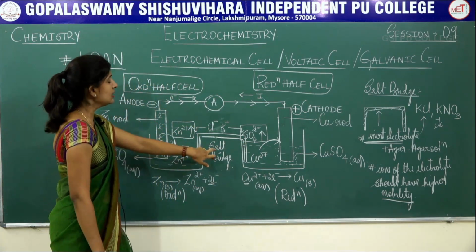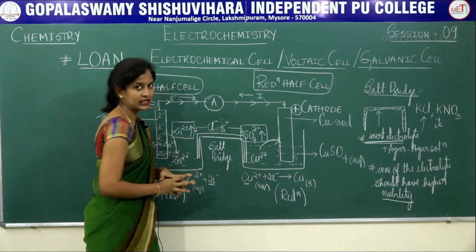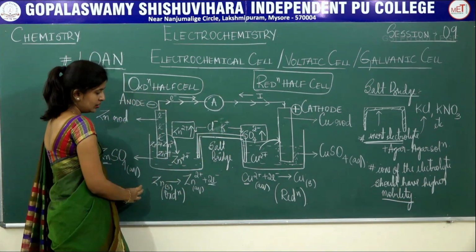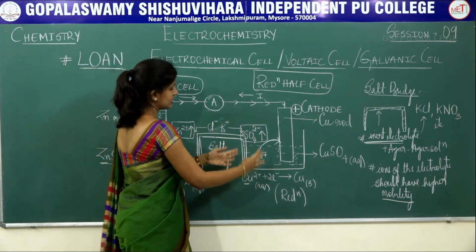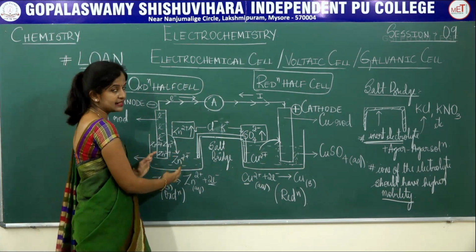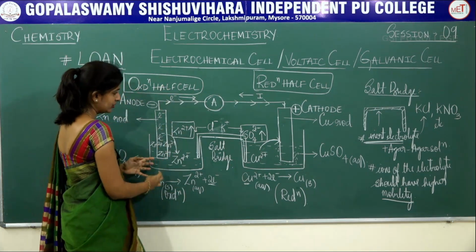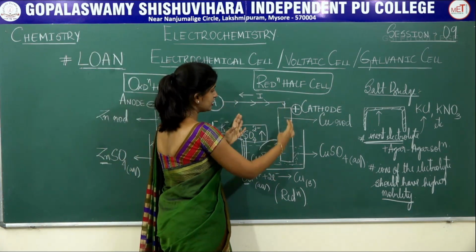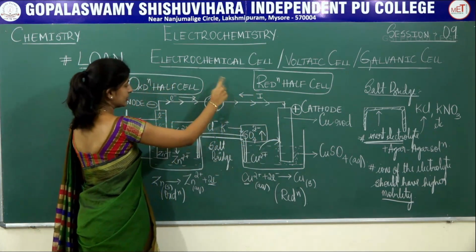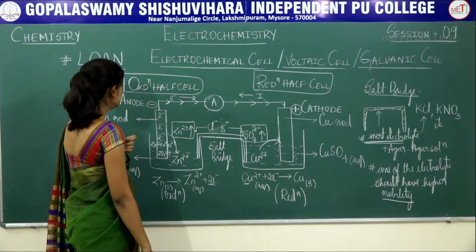So, this is the complete picture of your Daniell cell. Summarizing, it has two chambers. The first one is the oxidation half cell. The second one is the reduction half cell. The oxidation half cell has zinc sulfate solution into which a zinc rod is dipped. The second cell has copper sulfate, into which a copper rod is dipped. It is connected externally through an external circuit with an ammeter or a voltmeter.